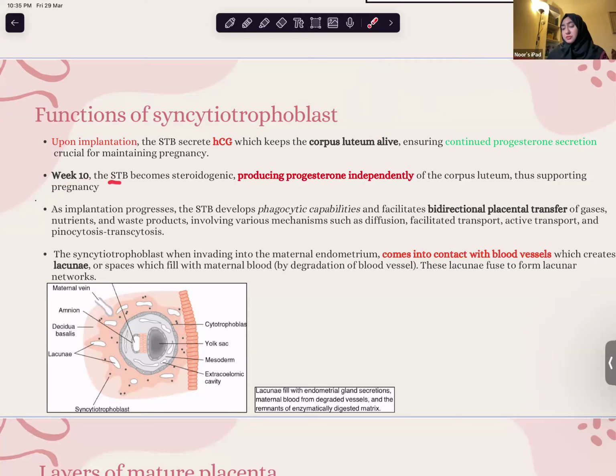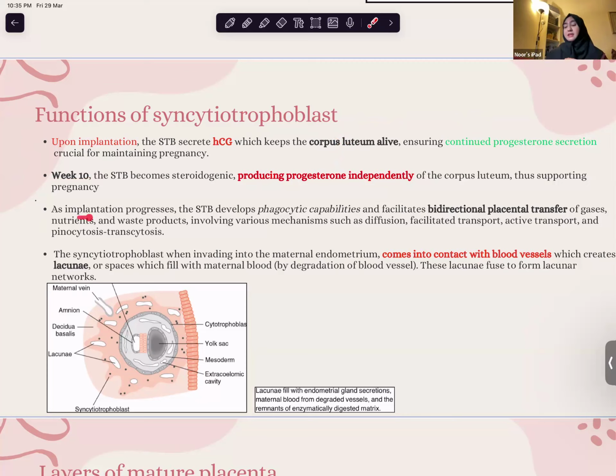So the syncytial trophoblast becomes steroidogenic. That means now it's producing progesterone independently. It's no longer depending on the corpus luteum to provide its progesterone. This happens during week 10. So this part is very important. Please remember these 2 points. At week 10, it becomes independent and it produces its own progesterone. It's no longer dependent on the corpus luteum for progesterone production.